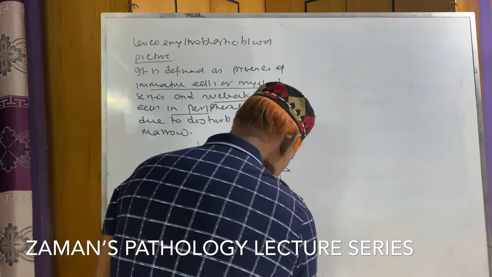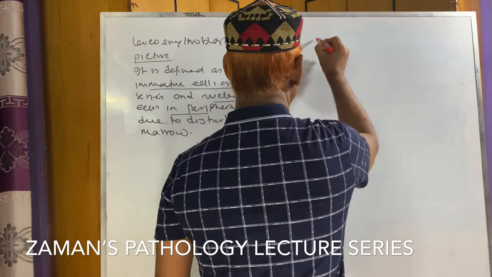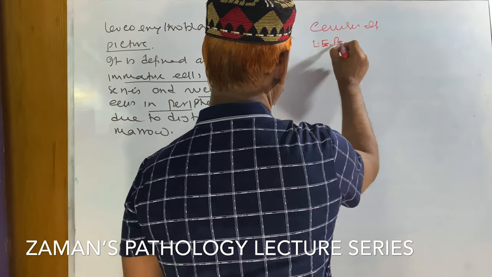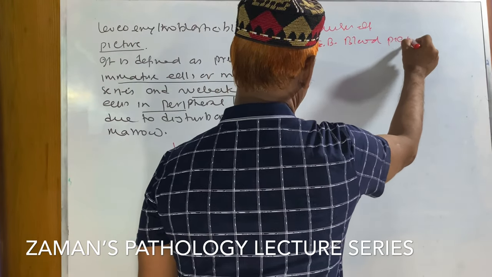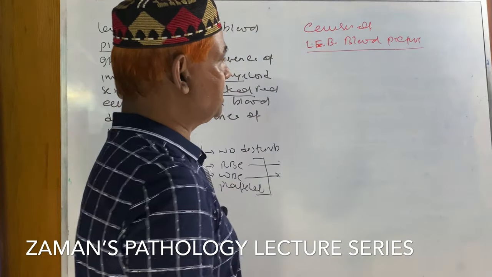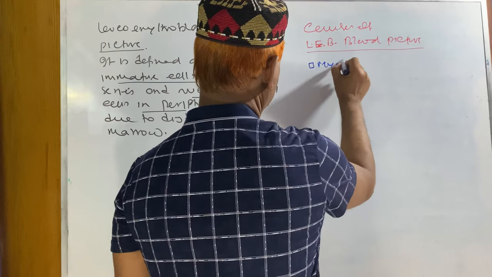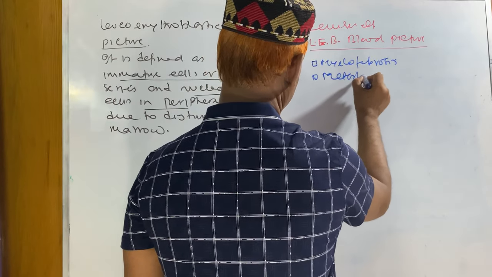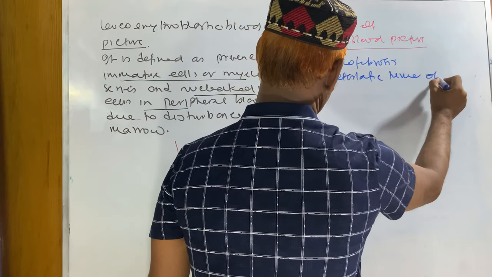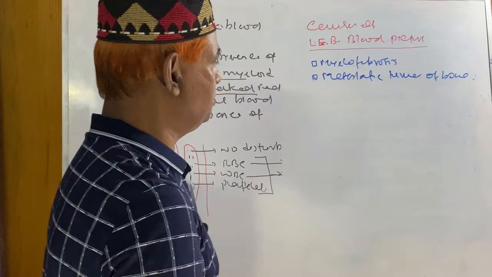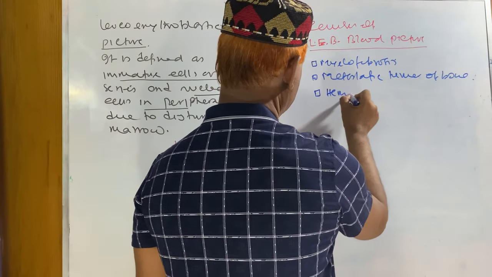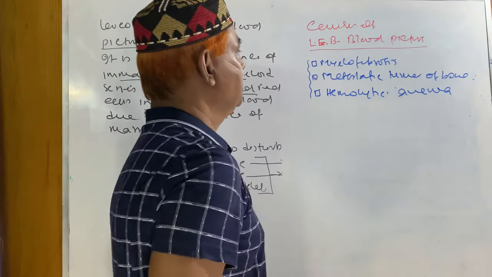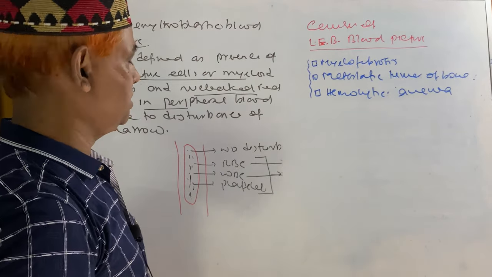Now come to what are the causes or disturbances of bone marrow that will lead to leukoerythroblastic blood picture. Causes of leukoerythroblastic blood picture: myelofibrosis, metastatic tumor of bone, that is secondary tumor of the bone, hemolytic anemia. These are the important causes of leukoerythroblastic blood picture.